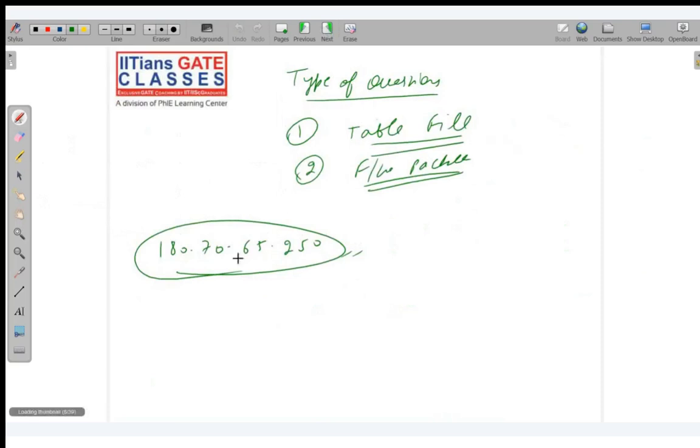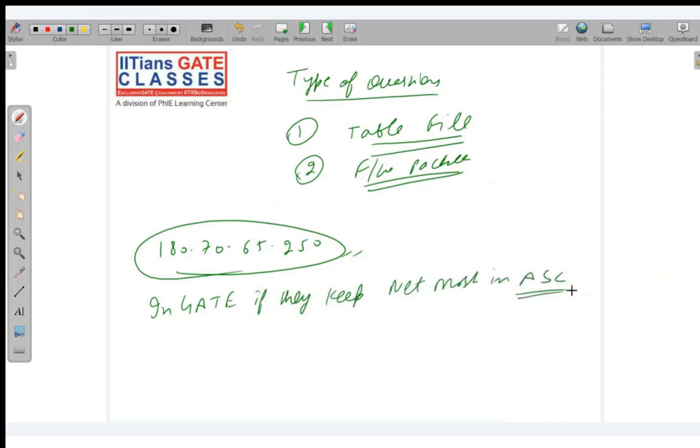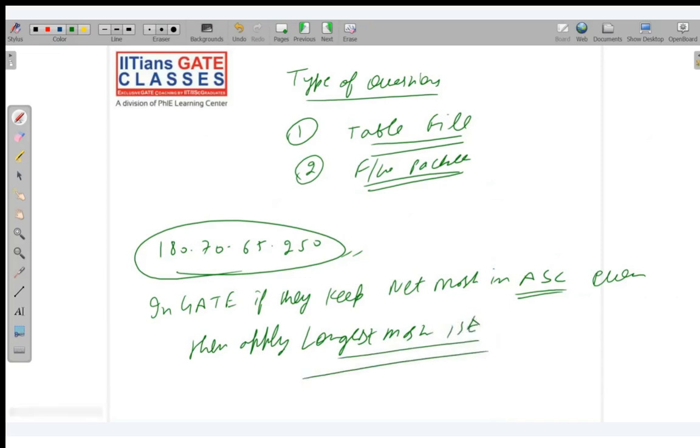Okay, so next I'm telling you, in GATE, if they keep net mask in ascending order, net mask in ASC means ascending order, even then apply longest mask first. Okay, so you have to apply longest mask first.